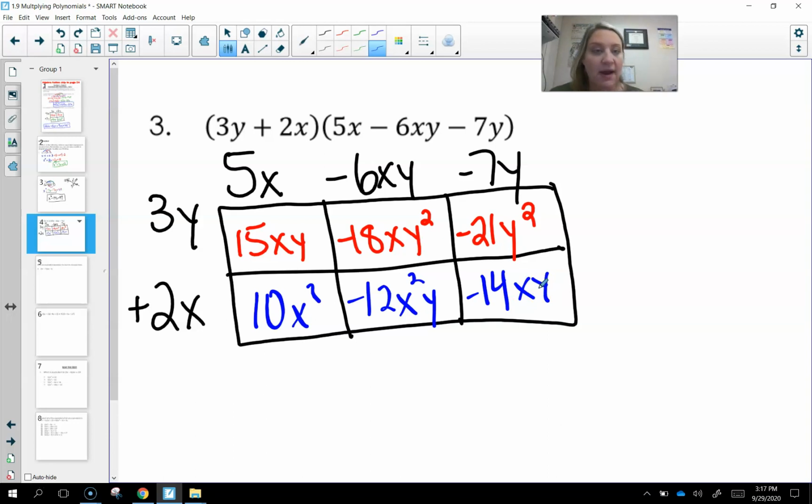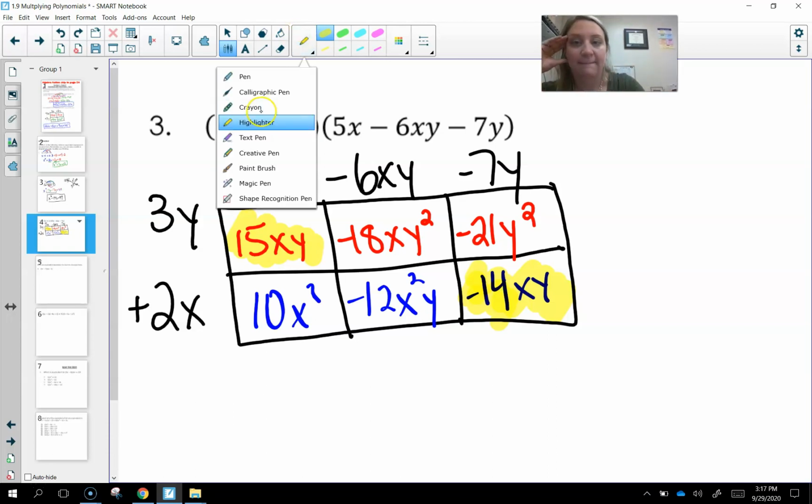Okay, so remember, after we fill in our table, we look for anything that are like terms, okay? So I see an xy right here, and I see xy happening again in this bottom corner. So those are going to be like terms. Let's see here. That's xy squared. I don't see that. That's just a y squared, just an x squared, and then x squared y. Okay, though nothing else is going to be like terms, so I can't combine anything else.